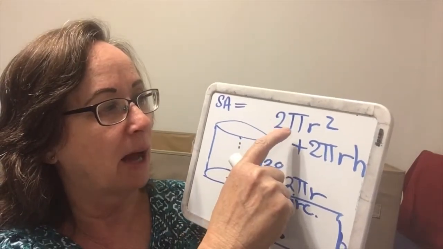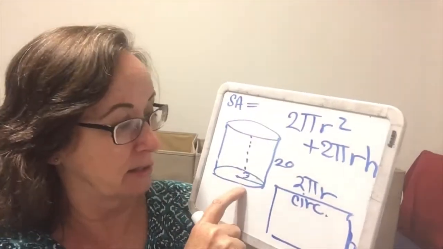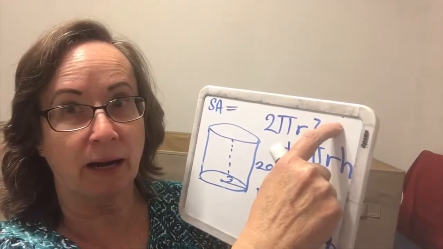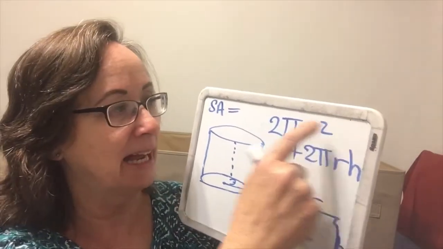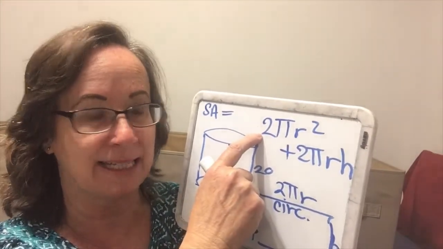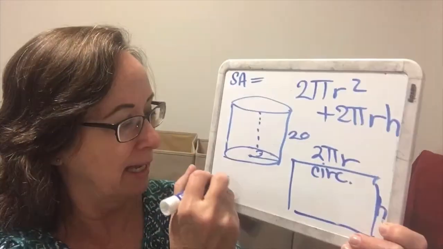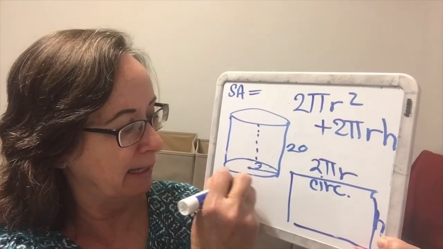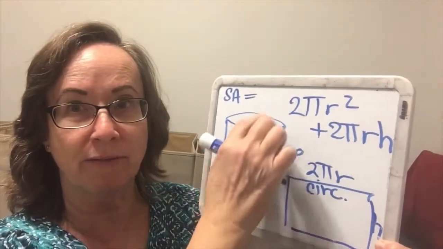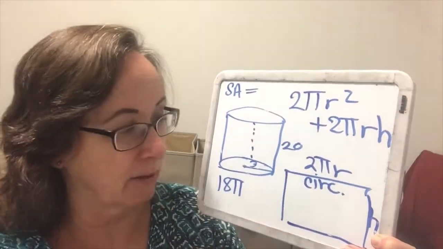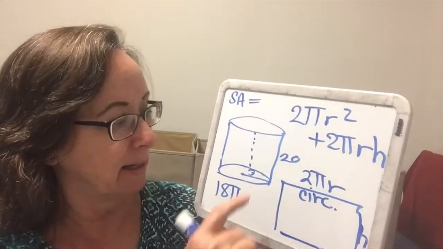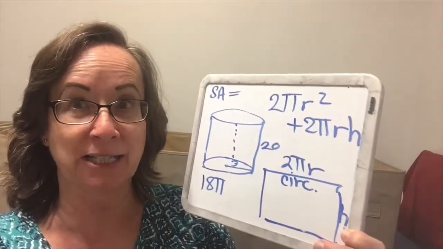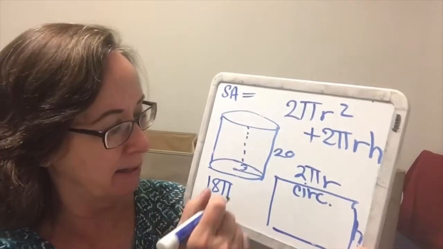We have the r is 3. So r squared is 9. 9 times 2 is 18 times pi is 18 pi. Okay, so 18 pi is the area of both of the circles put together. Because each one is 9 pi. This one's 9 pi and this one's 9 pi, so I add them together and get 18 pi.